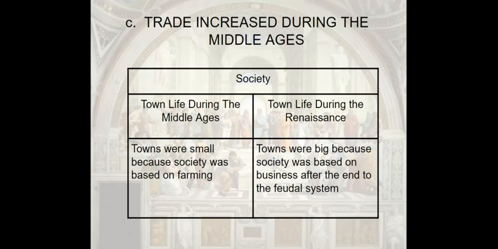So for society, which is our large group of people, our community, on the left, we have town life during the Middle Ages. So pre-Renaissance, this is the time of the feudal system, of knights, etc. Towns were small because society was based on farming. And so with farming, you have large plots of land and individual farmers, but you don't have a bustling city.